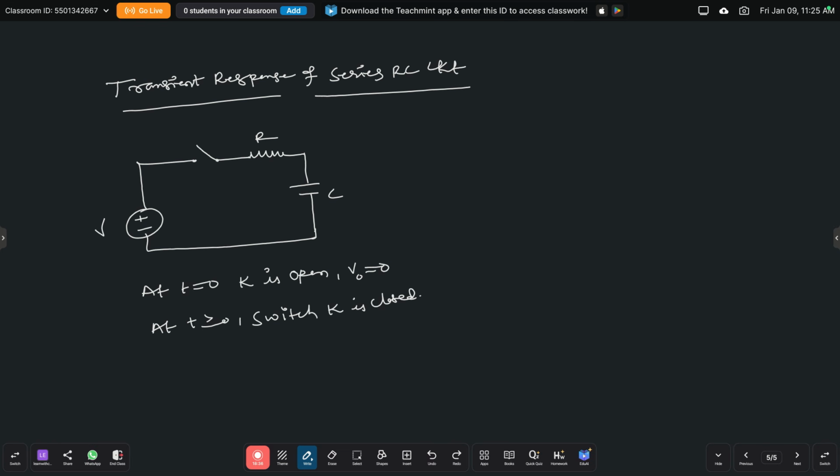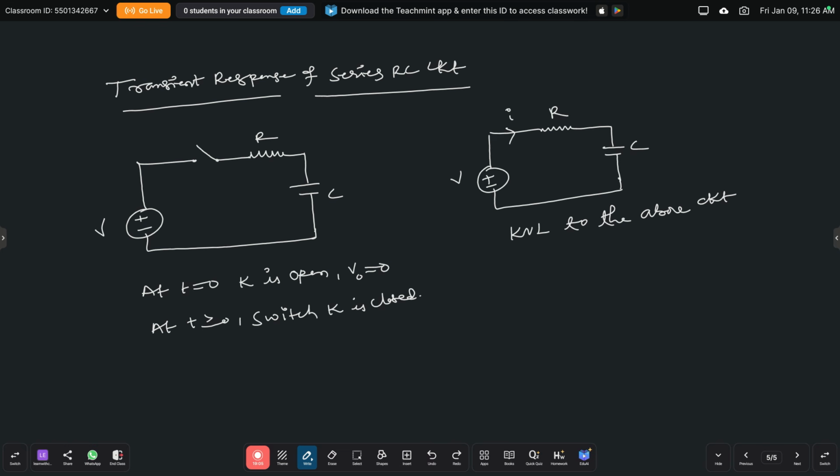So after closing the switch, the circuit will be like this. Here one resistance and one capacitance are connected across a voltage source. This is the R, C, and this is the voltage V. Now it is closed, so some current will be flowing. So again we just apply Kirchhoff's voltage law to the above circuit.